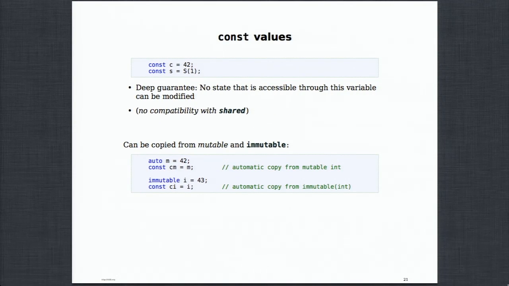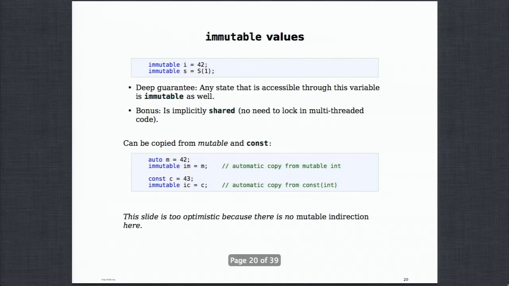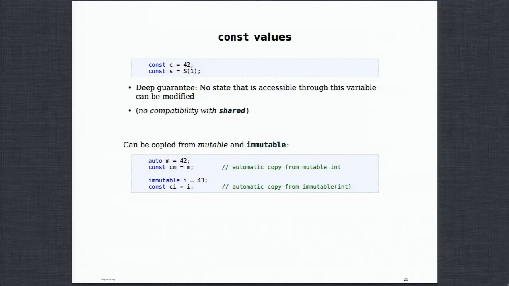And then there are const values. Just look at the 2 slides. They are very similar, actually. I'm just replacing immutable with const, and the same thing happens. There's this deep guarantee, turtles all the way down: everything is const. And const doesn't have any compatibility with shared because it doesn't guarantee immutability. It just says you cannot change the state through this reference, but const doesn't know whether the original state is immutable or not. And likewise, you can create constant objects from mutable or immutable, very convenient.